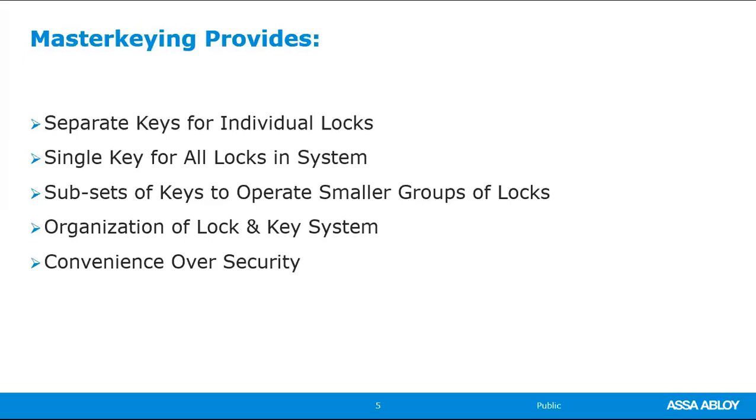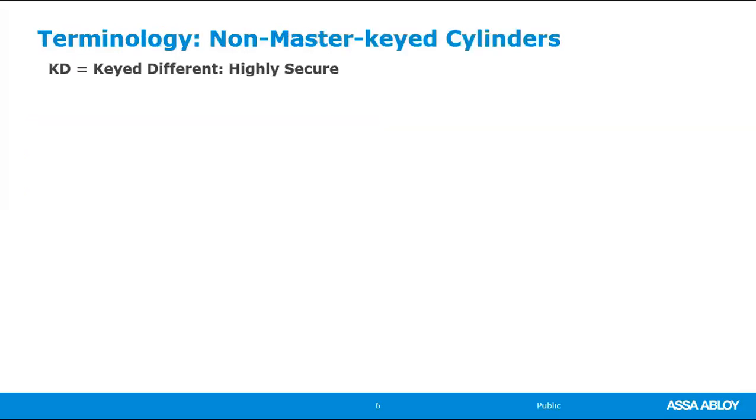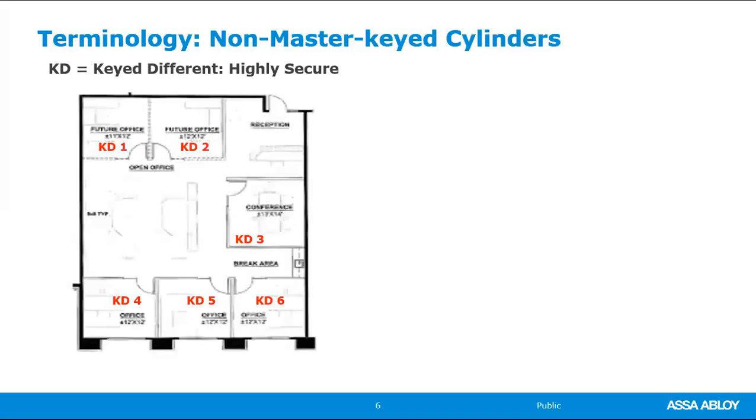So let's take a look at a little bit of terminology. Now, the term key different is before you master key any cylinders. Key different is at one end of the extreme. This is the most secure your facility will be when all locks are key different. As you can see, just on a small scale, we've got 6 rooms here, and they're all key different.